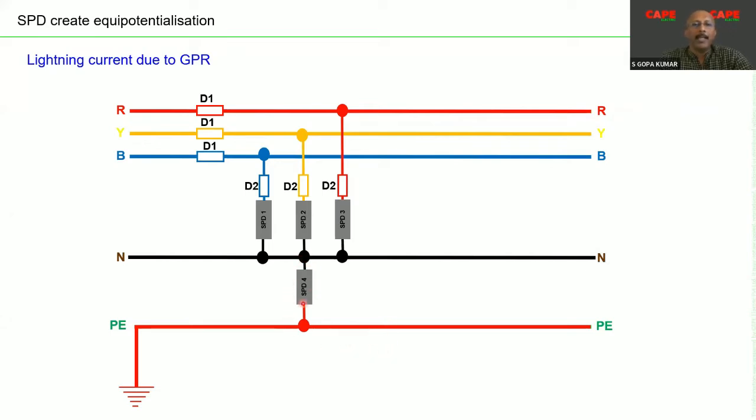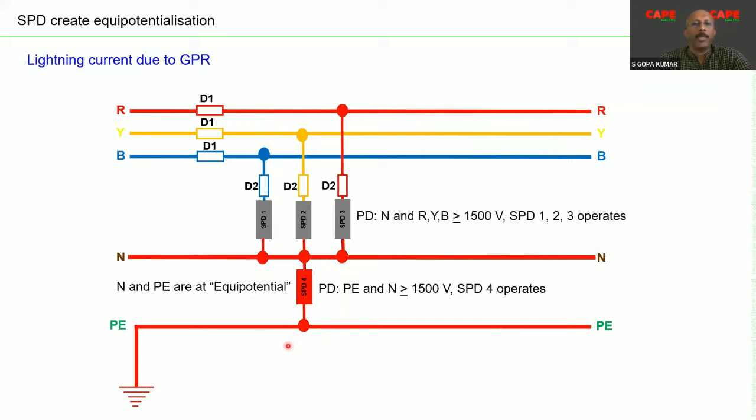As a result, this particular SPD, as I explained in the last presentation, has a parameter called voltage protection level. These are voltage operated, nonlinear devices, and once the voltage crosses a certain limit, they offer a very low impedance. Imagine the protection level is 1.5 kV. Once the potential difference between N and PE reaches 1.5 kV, the first device operates and it connects the neutral and the earth together. As a result, equipotential bonding is created within a few nanoseconds.